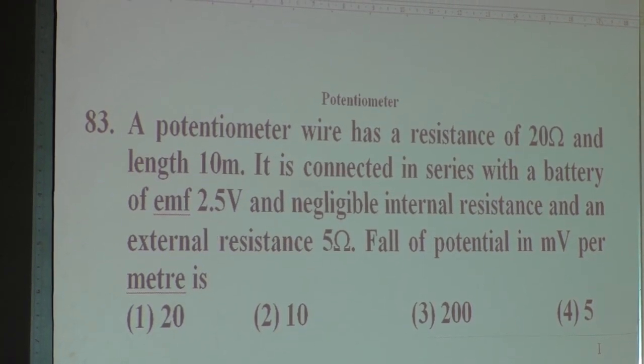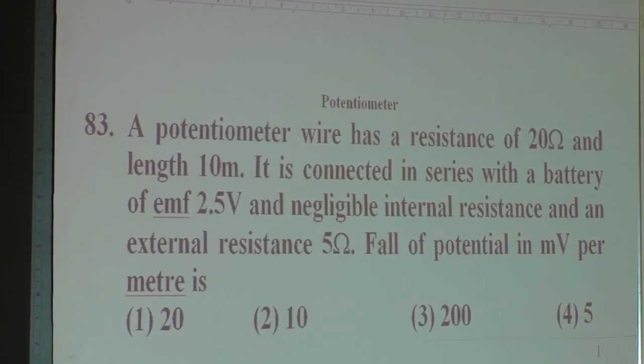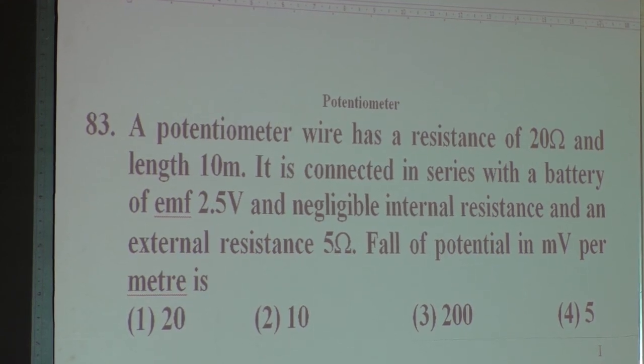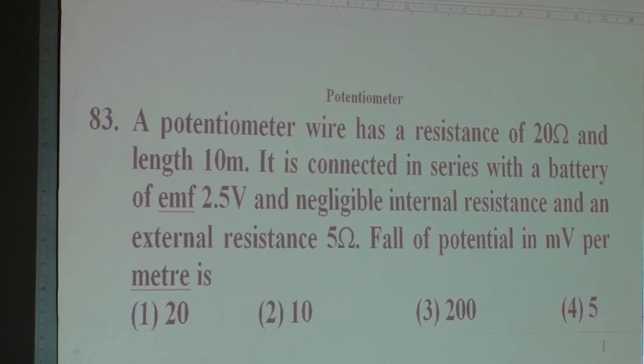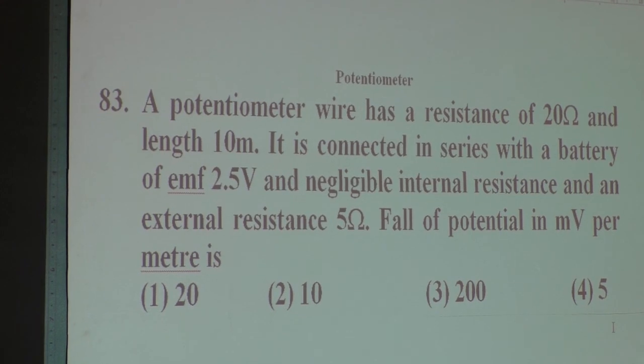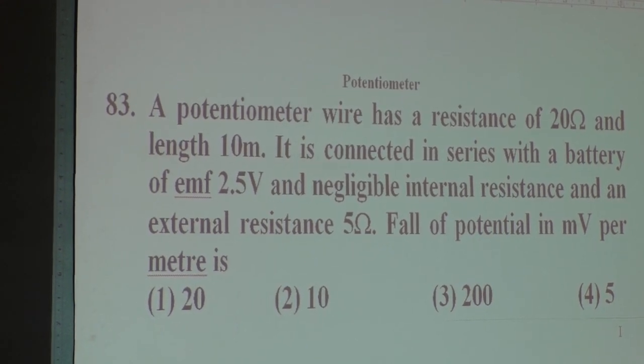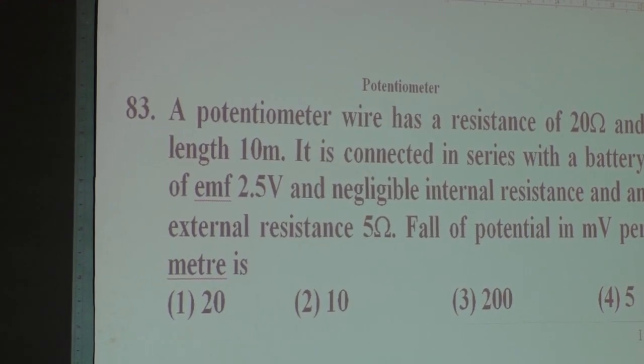I think by potentiometer and another one, that is some sets of connections of voltmeters and ammeters, we will finish one set of revision for current electricity. Then we will move on to the different chapters.